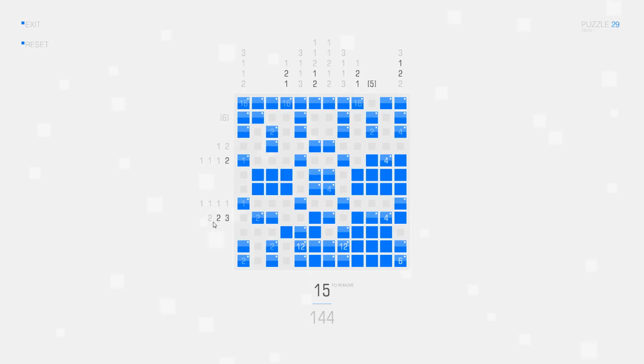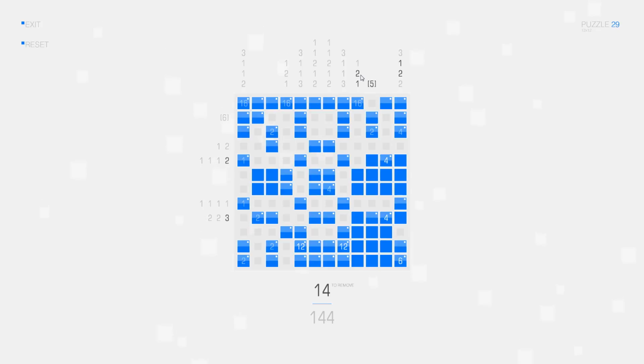Now looking at this row, I need 2 connected squares. They have to be positioned here. I can mark this one. And let's look in this column now. Yes, we need 2 and 1, and we have 2 and 1 here left only. This column is complete. This column can also be completed. I need 1 separate square and 2 connected squares. Here has to be the 1 separate square, so I can delete this one and put the 2 connected squares here. And here I need 2 connected squares and 1 separate square.